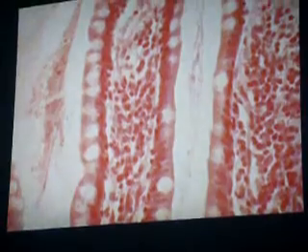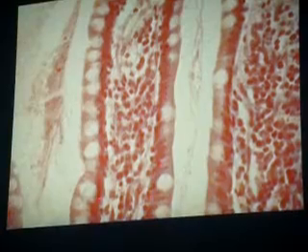So this is a higher magnification of your simple columnar epithelium. Look at the nuclei. They are directed towards the base of the cells. Your goblet cell. This is what? Loose or areolar connective tissue.